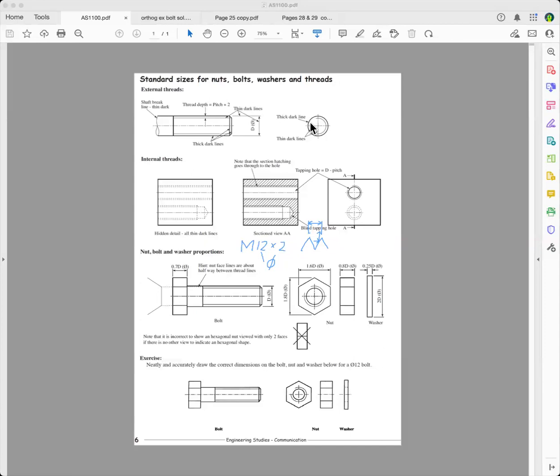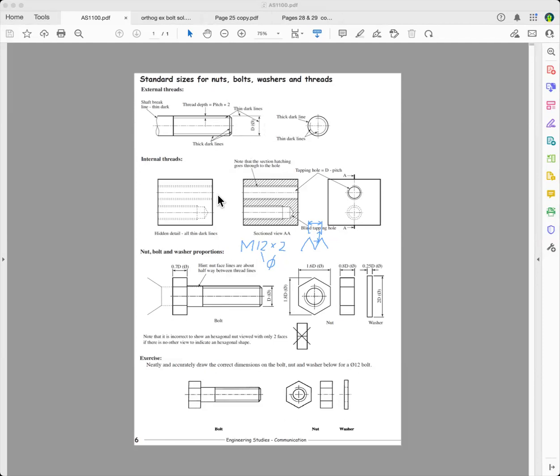You use your compass to draw a concentric circle on the inside, but you leave it broken. And normally you leave it broken in the top left-hand corner. And that's how to show a threaded rod or a threaded bolt when you're looking along that direction.